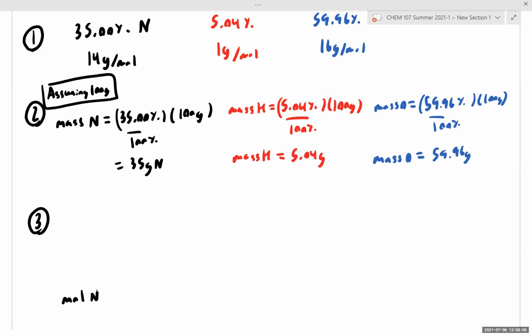So, given that we have the mass of nitrogen, hydrogen, and oxygen, would anyone like to share their calculated mole values? Would anyone like to share their calculated mole values as we work through this example?